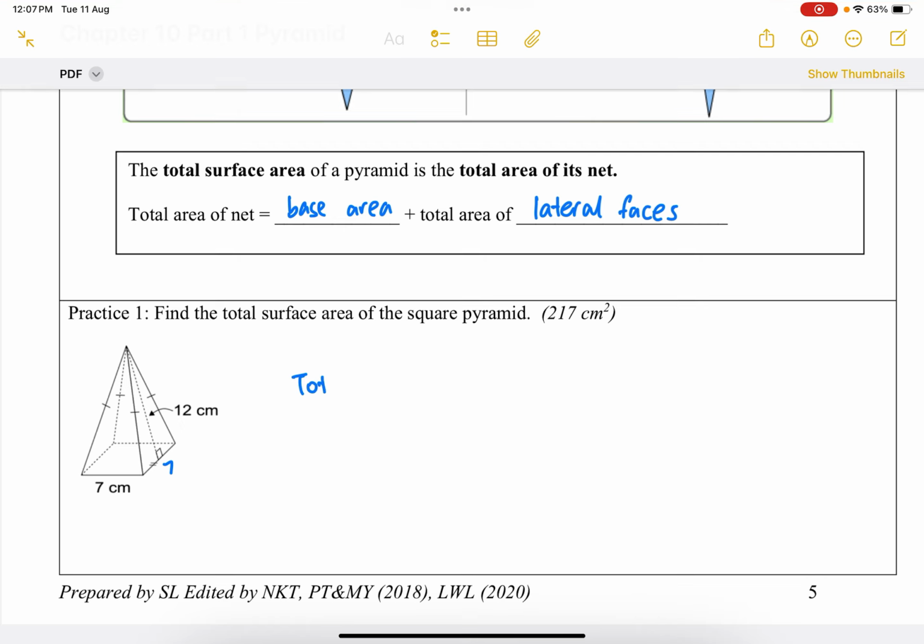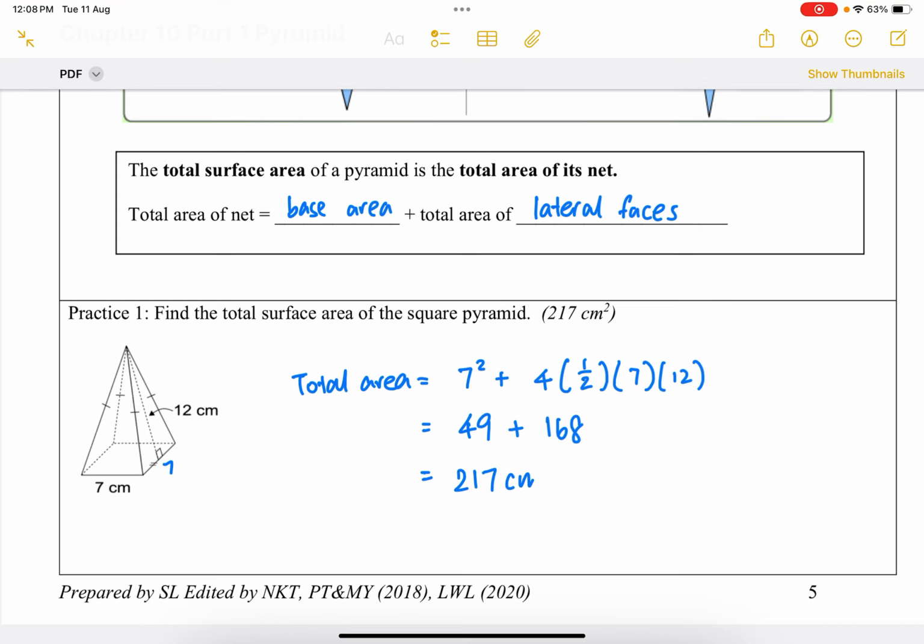So total area, we start with the base, 7 squared. Plus, there are 4 lateral faces, all they are the same. Half times the base of 7 times the perpendicular height of that triangle, which is going to be the slant height in this case. So we end up with 49 plus, so work this out, 14 times 12. So 168. Add everything up, we get 217 square centimeters.